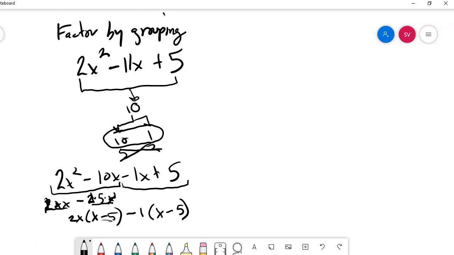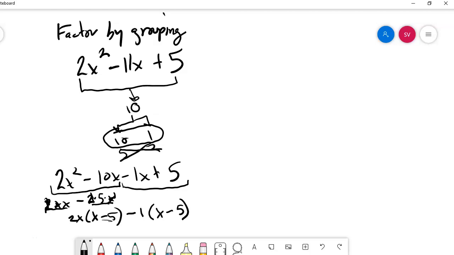Now, you always want to do subchecks to make sure you're correct. For instance, after I've completed this factor by grouping, distribute the 2x to everything in parentheses to make sure you get right back to the original problem. And 2x times x is 2x squared. 2x times minus 5 is minus 10x.